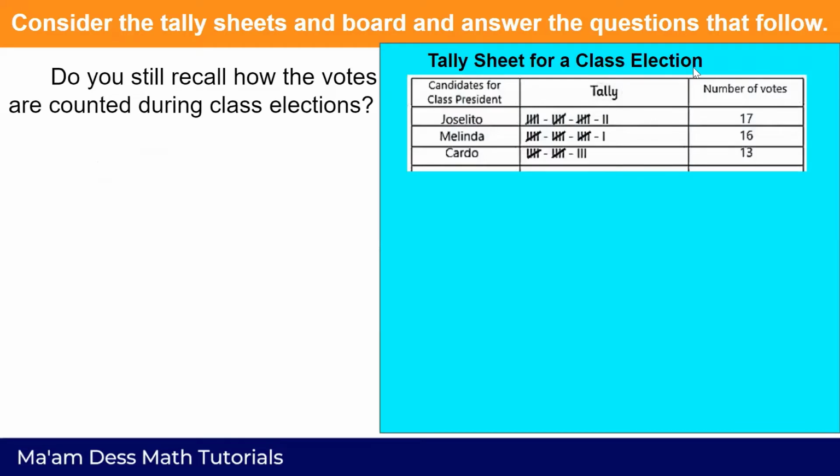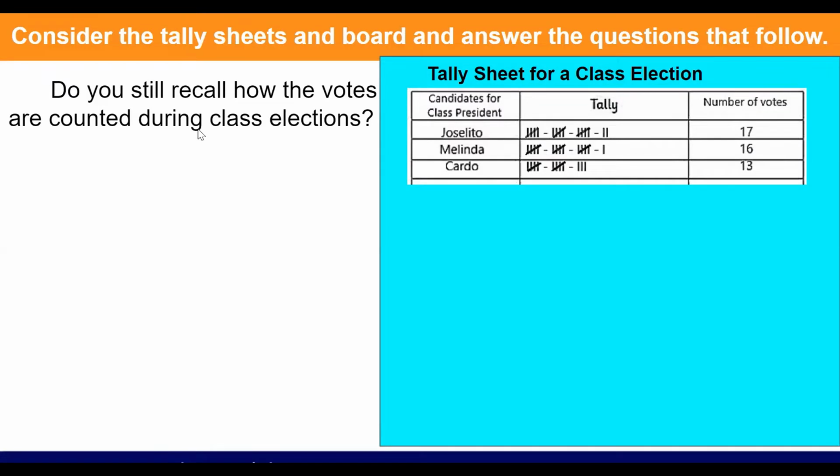Now, consider the tally sheets and board and answer the questions that follow. Do you still recall how the votes are counted during class elections? Katulad po ngayon, election on May 9. So start po tayo sa class elections. As you can see from the right, we have the tally sheets for a class election. Pag mag-e-elect tayo ng class president, we have the tally, and then bibilangin natin yung vote. So paano po yan? List down the name of the candidates, then tally for the second column, and then the number of votes. Pagkatapos po nating matali, bibilangin natin kung ilan yung bumoto.